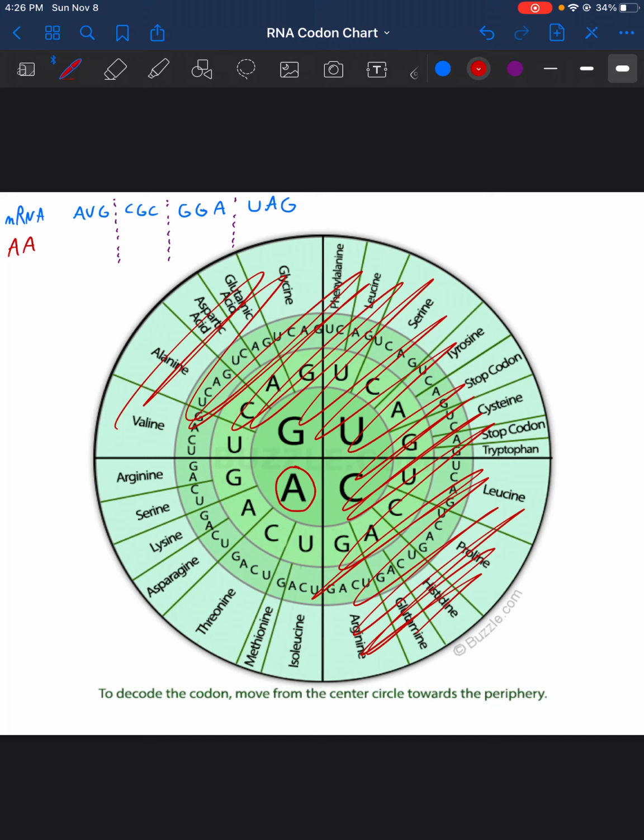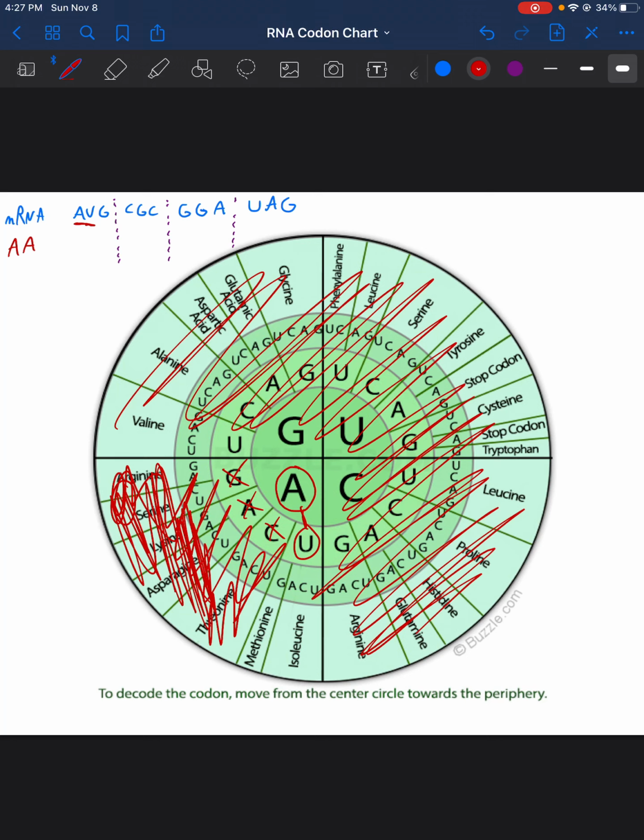Second letter. So here's our first letter up at the top, A. Second letter we focus on is U, AU. So within the A, we then move towards the outside and find the next letter. We know it's not G, and it's not A, it's not C, it is U, which means now we get to ignore all of this part of the chart because we're only focused on the part of the chart that is AU.